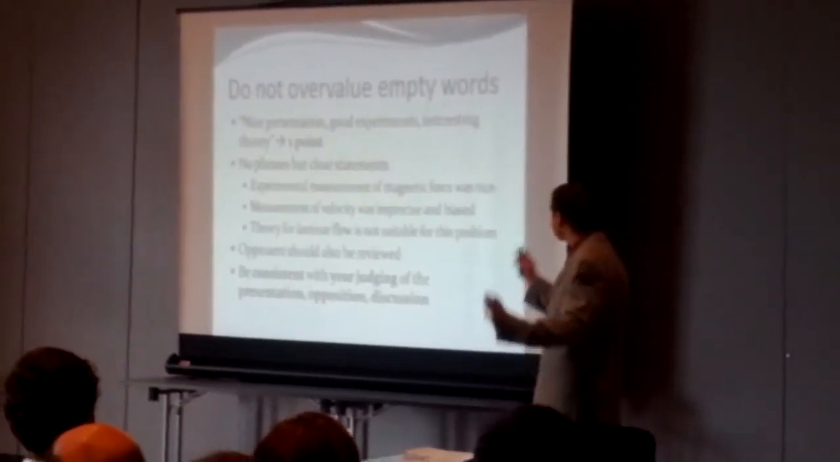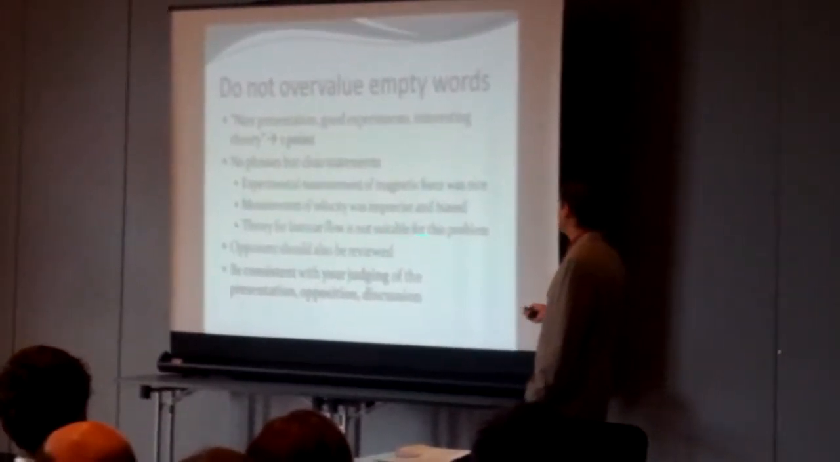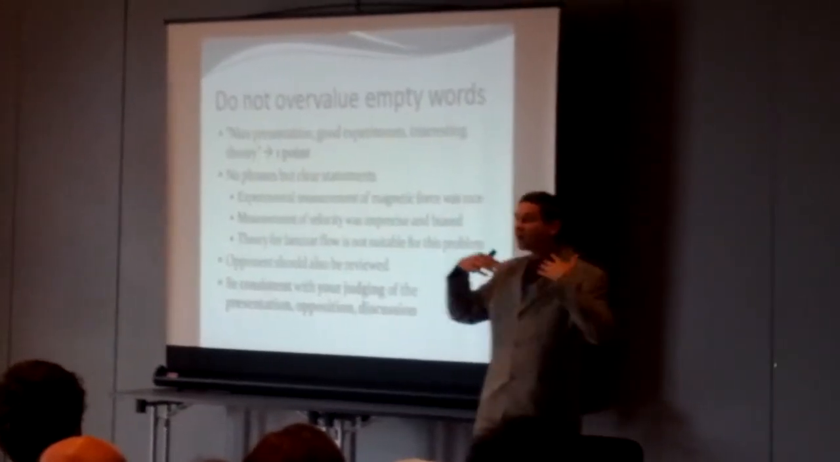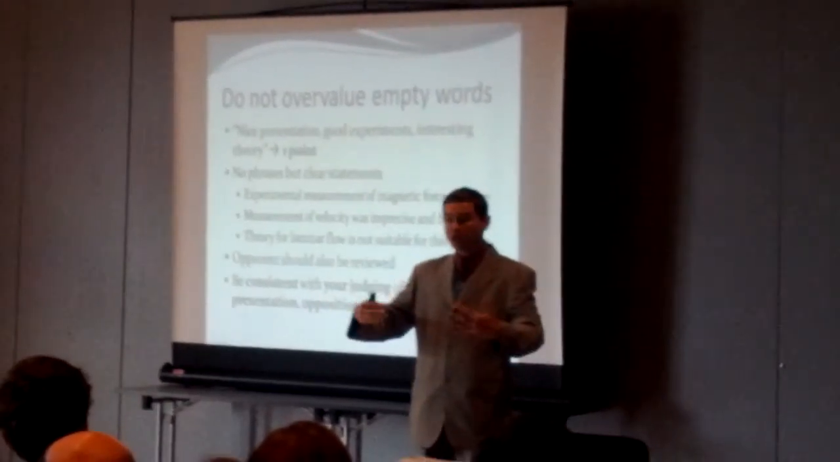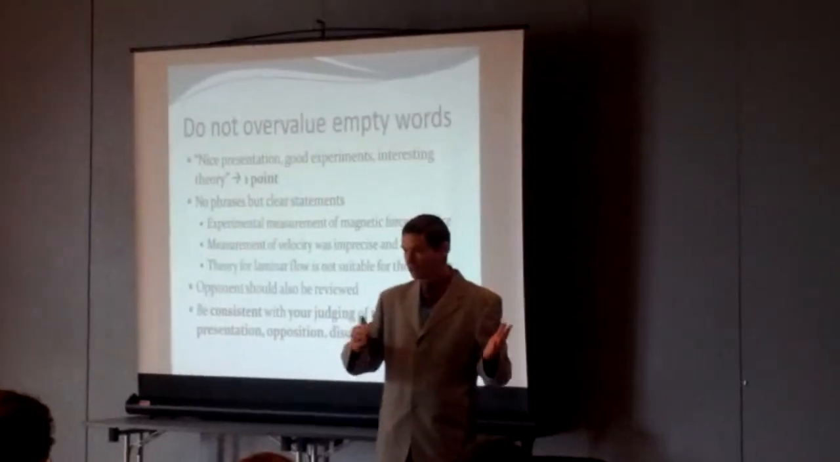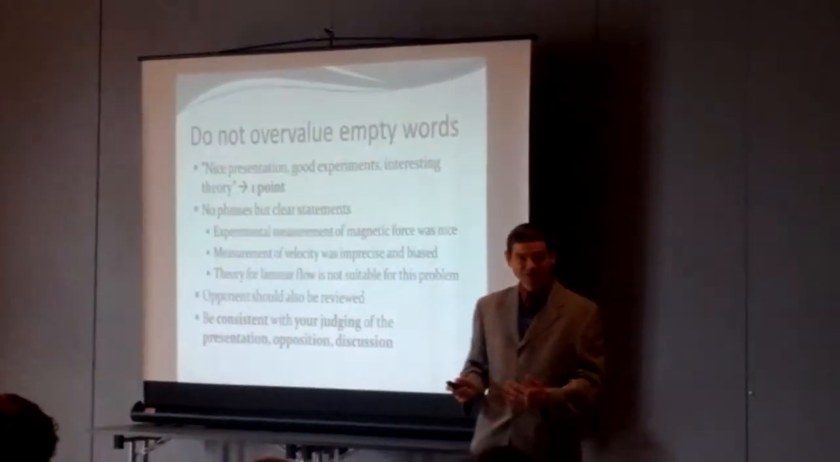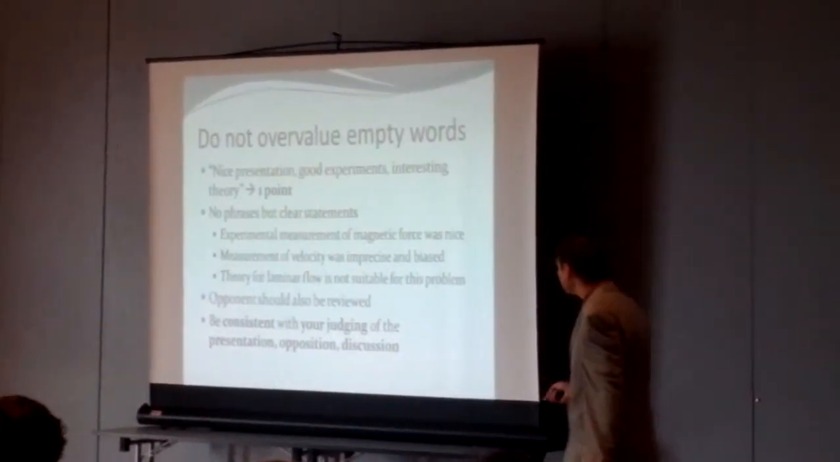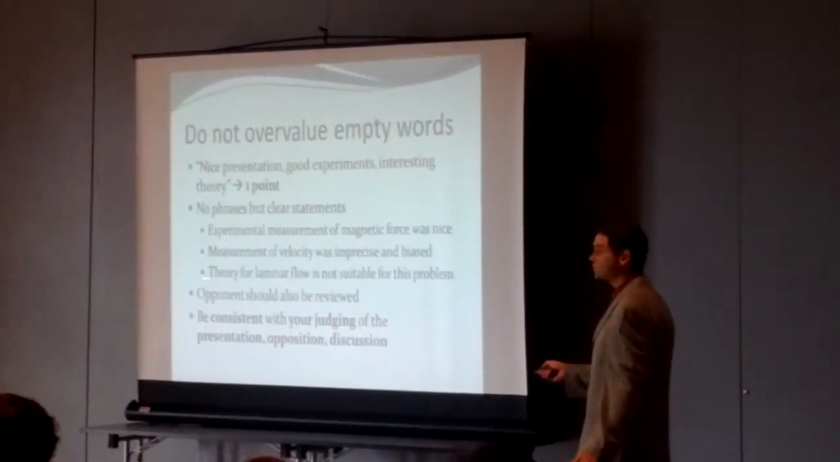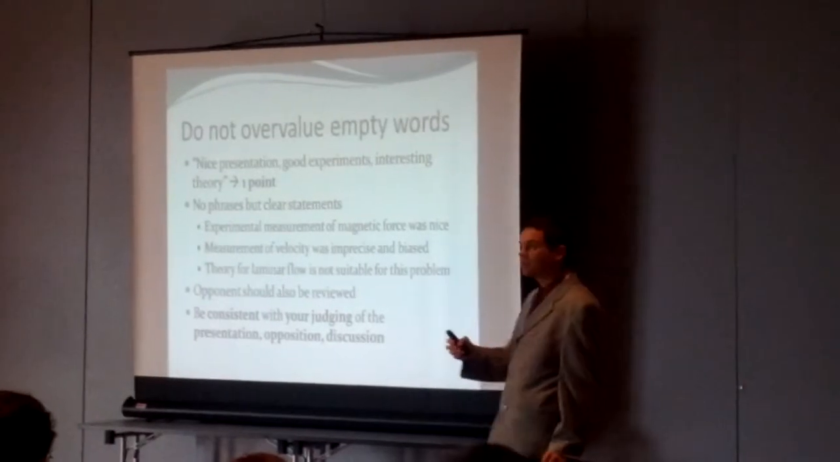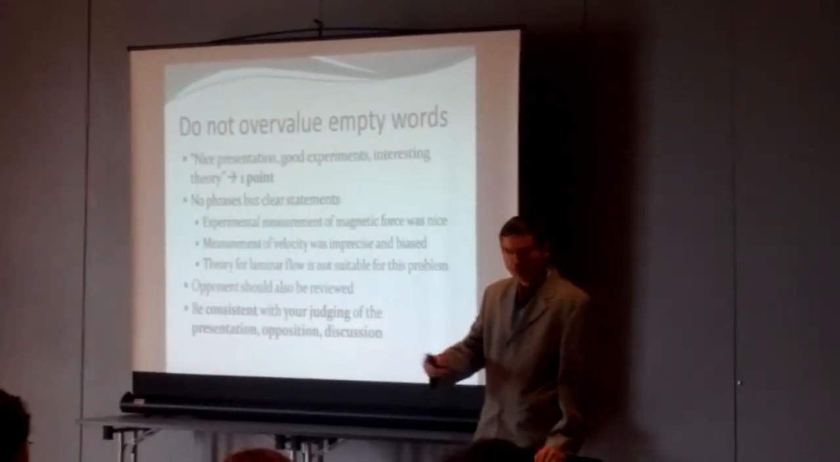Measurement of velocity was imprecise and biased, or theory for laminar flow is not suitable for this problem. These are clear statements of the reviewer. You can agree or not. If you agree, you have your points. If you disagree, you don't have your points. But if there is nothing like that, you have to be very low. Don't forget the opponent should also be reviewed. So the review should not be another opposition just touching the report again.